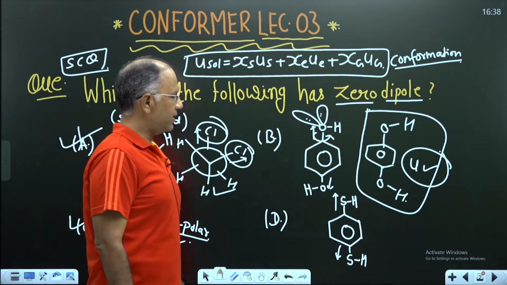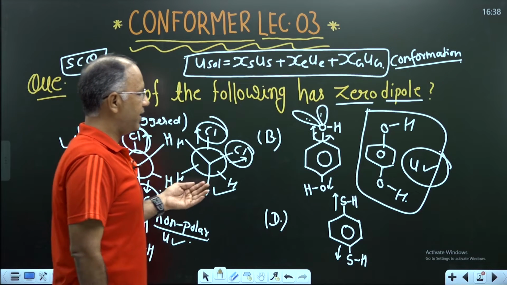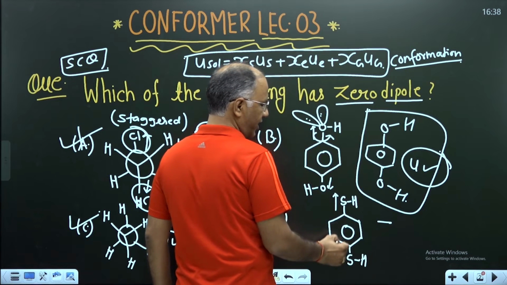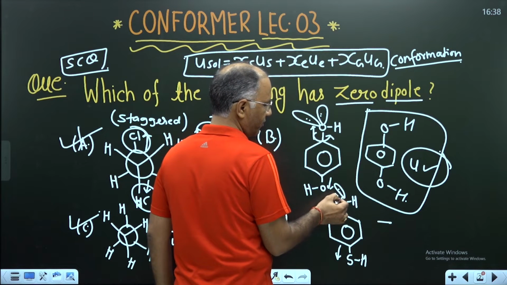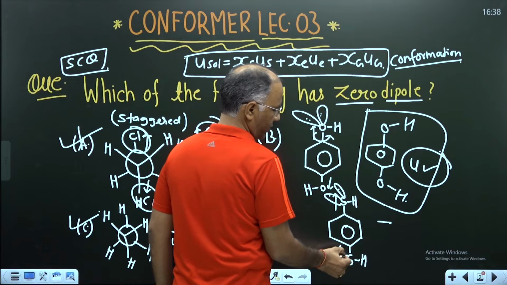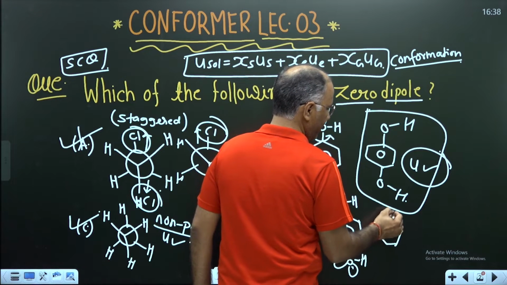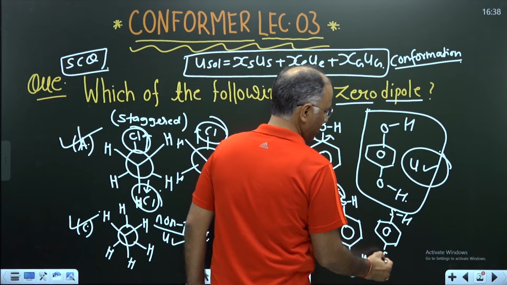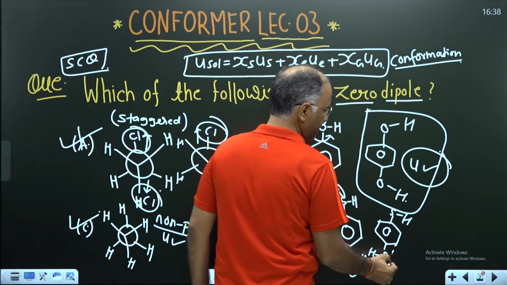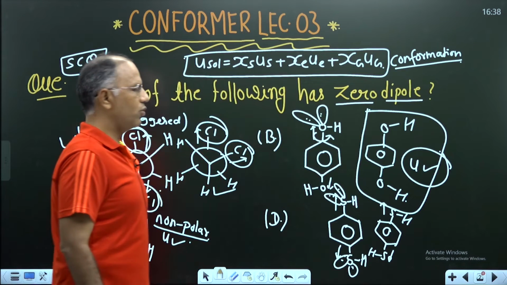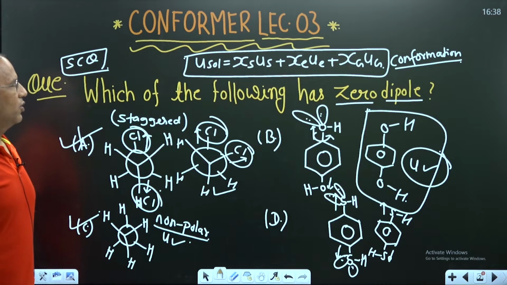Now we can explain D similar to example B. B and D are similar. In this case, the given conformer has a dipole value. I can draw one more conformer of this. Now this conformer has 0 dipole, but another conformer has a dipole value. This means the overall molecule has a dipole value.